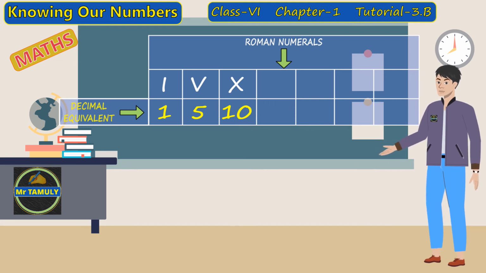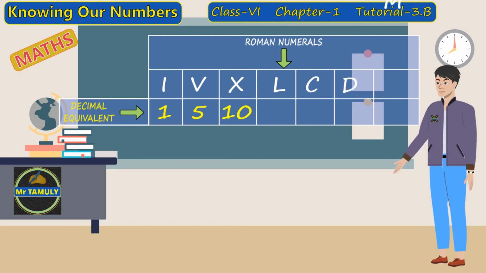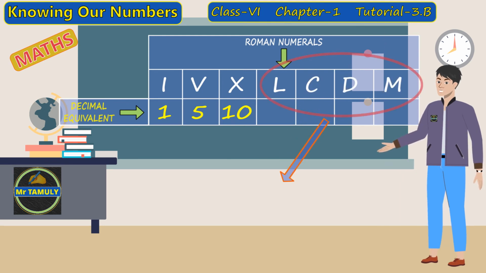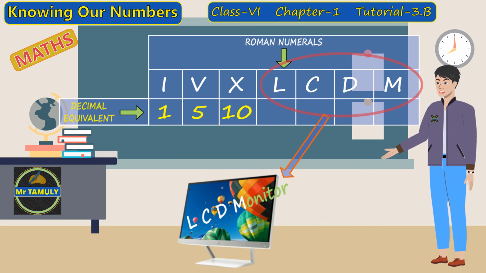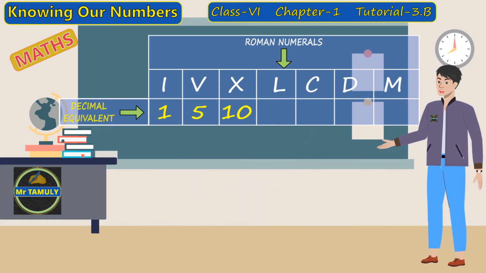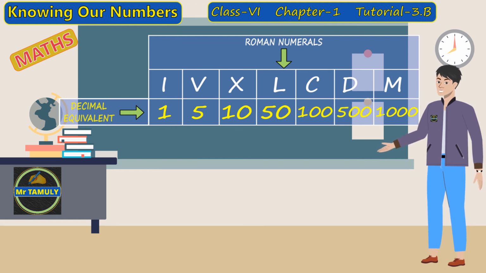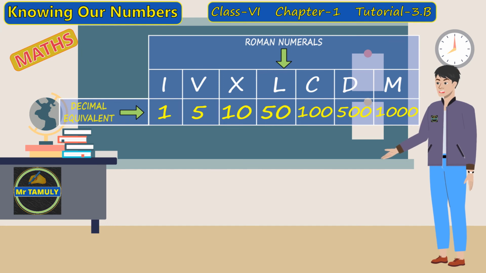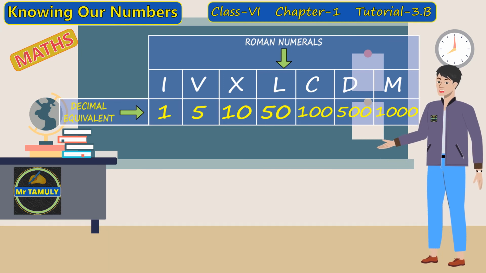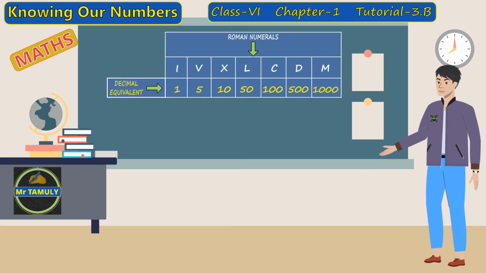The remaining 4 symbols are L, C, D, and M. An easy way to remember the last 4 symbols is to remember the term LCD monitor. The symbol L represents 50, C is 100, D is 500, and M represents 1000. Please note that there is no zero in the Roman method of writing numbers. Let us now look at a few examples of Roman numbers.